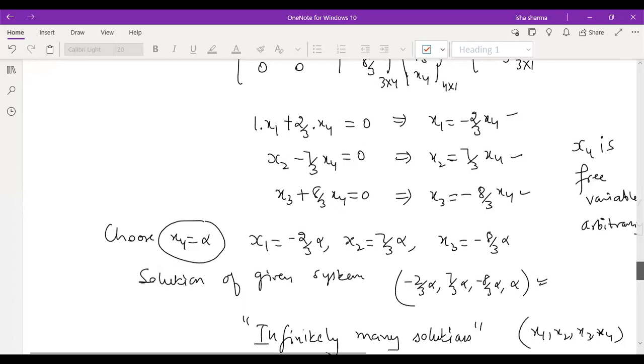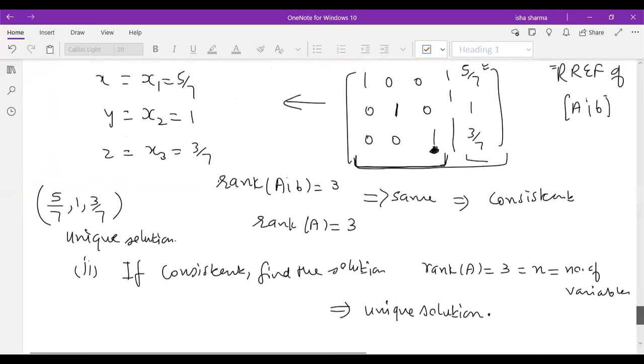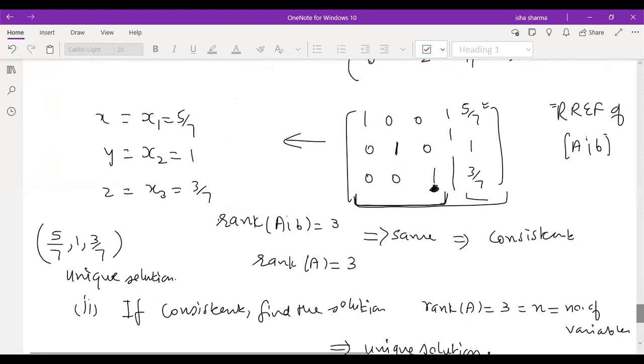But in this example, you see this has not happened. It's directly numerical, a single numerical value is coming: x1 is the first value, x2 is the second, x3. Because from here only I got to know that this will have a unique solution. We will do an infinitely many solutions example also, and then it will be clear how infinitely many solutions come in non-homogeneous systems. Okay ma'am, thank you.